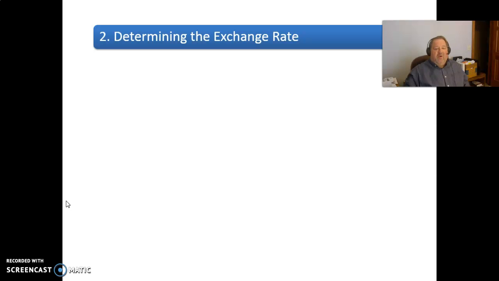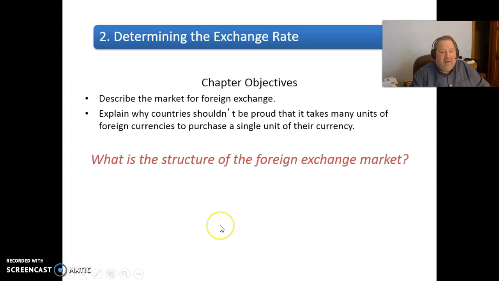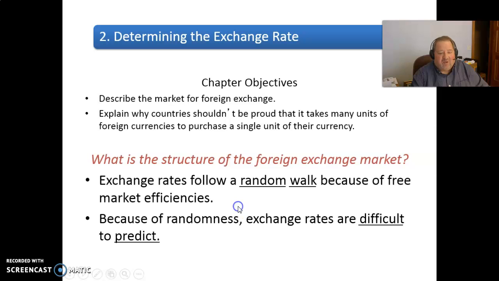Welcome back. I hope that little video and going through the calculation exercises helped you understand exchange rates and how they work and how prices are determined in alternate currencies. In determining the exchange rate, we want to answer a couple of questions. What is the structure of the foreign exchange market? Exchange rates follow a random walk because of free market efficiencies. And because of the randomness, exchange rates are difficult to predict.